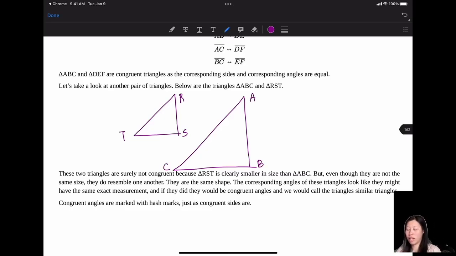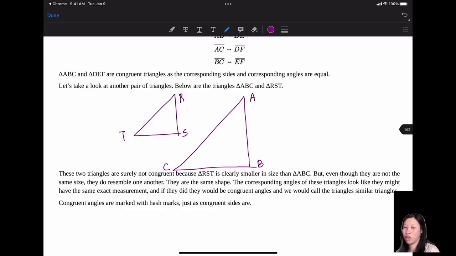Okay, so now these two triangles, clearly they're not the same size, right? You can't say these two are congruent because there's no way you will find corresponding sides that have equal lengths. However, they do resemble one another, right? Because they have the same shape, they look close to each other.